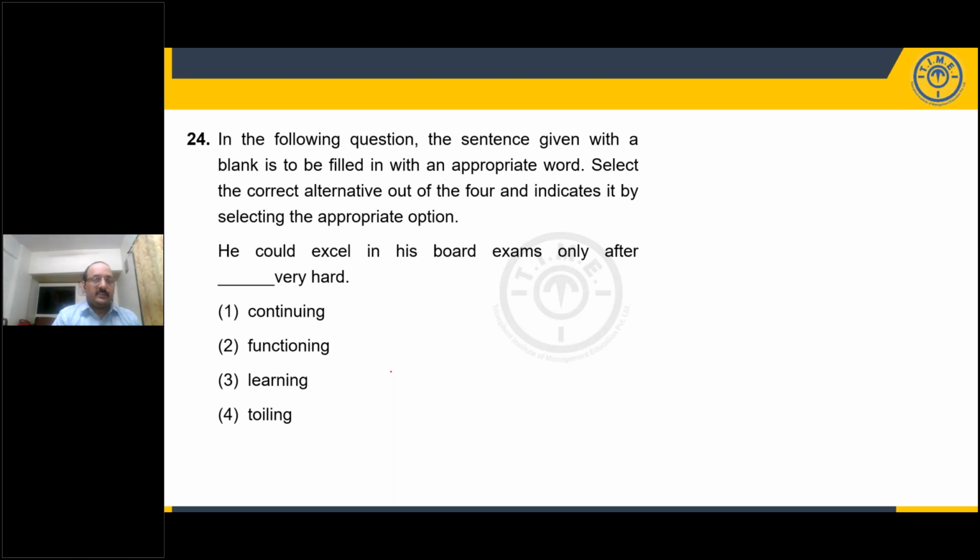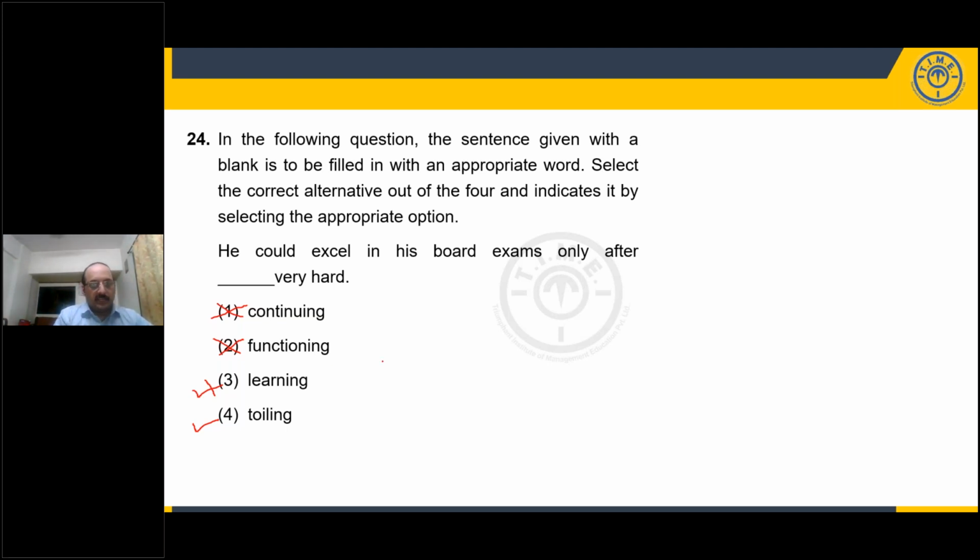He could excel in his board exams only after dash very hard. Continuing very hard, no, I have to say working very hard. Functioning very hard, but functioning is used in the sense of companies. For example, I function very hard on a daily basis. Learning very hard, possibly, yes. Toiling very hard is like working very hard. So between these two, which one is better? Toiling, because you don't just learn for an exam, you also practice for it, right? Exams don't involve only learning, they can also involve practice. So between learning and toiling, toiling is a better word.